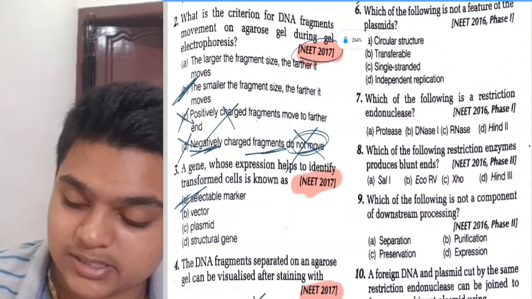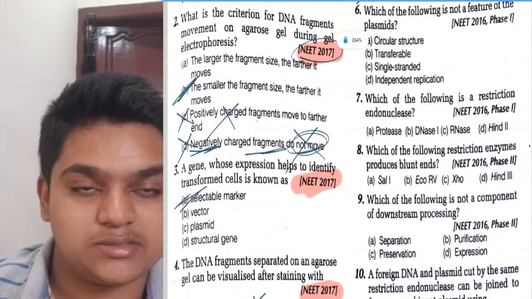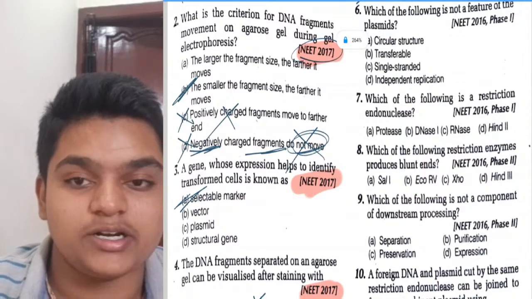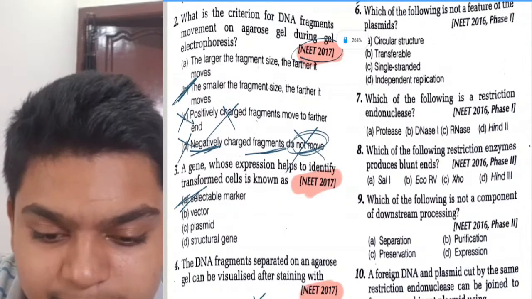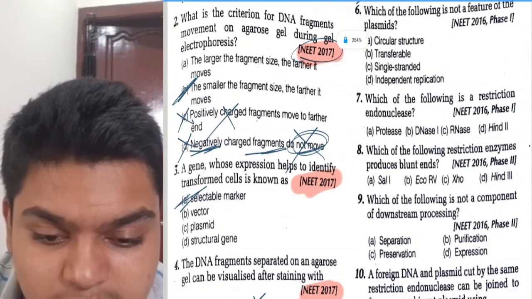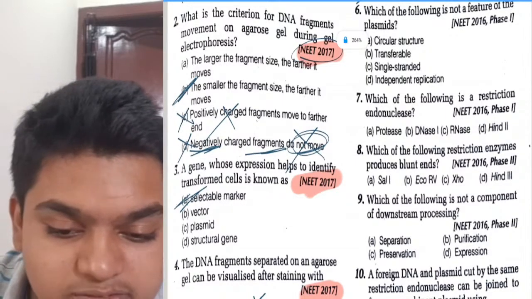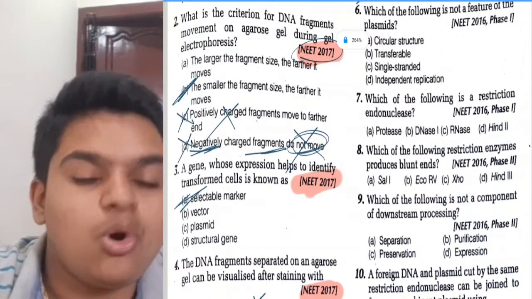See, blunt ends means there is no complementarity between these two cut strands. That is the thing. I hope this is not mentioned in the NCERT. So I don't know why they have asked this in the phase 2 question. So it is EcoR5.